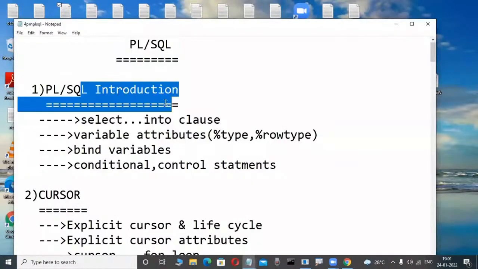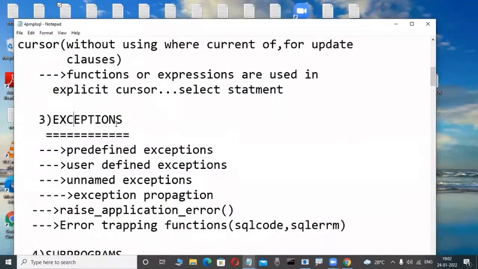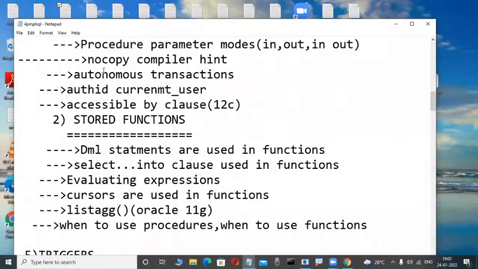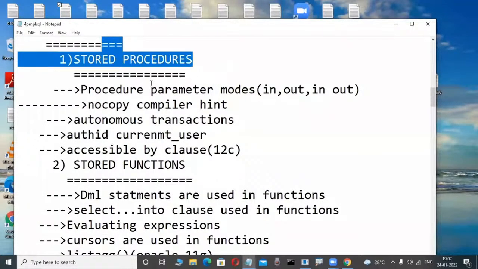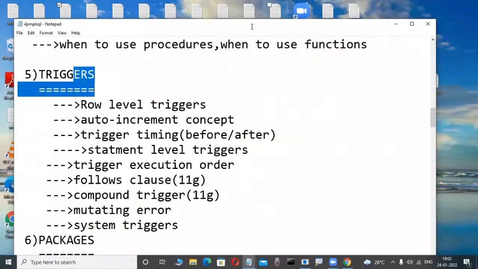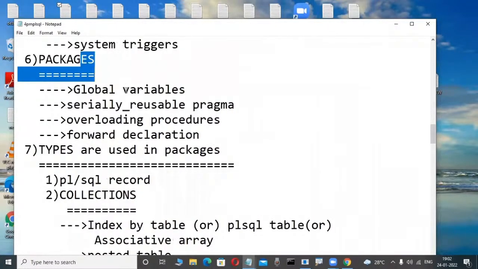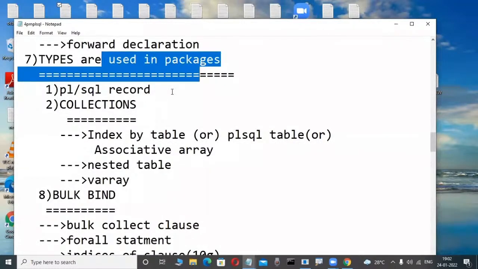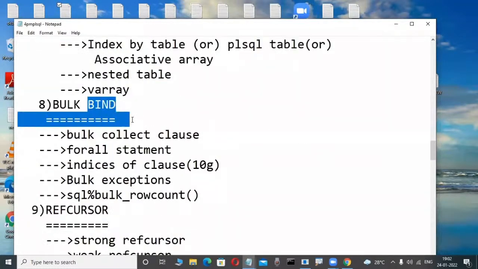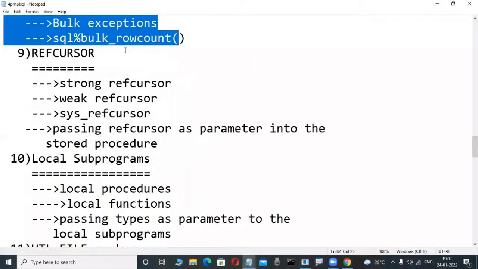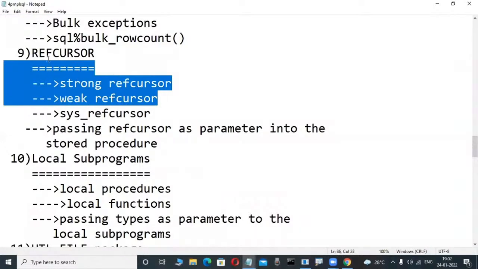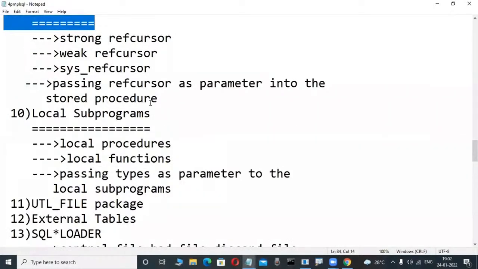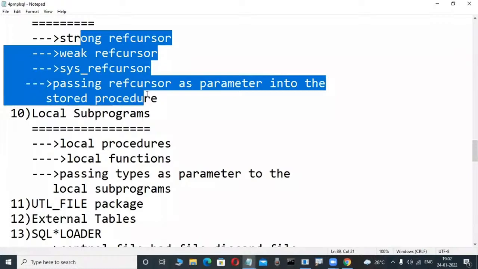Observe here. PLSQL has cursors, exceptions, subprograms, stored procedures, stored functions, triggers. Our syllabus includes this, and also packages, advanced collection types, index by table, nested table, VARRAY, bulk bind. These are the most powerful concepts when you work on a PLSQL job, such as bulk bind and ref cursor. Java developers also use ref cursors. In a Java screen, when multiple records are displayed, a cursor is returned through a procedure out parameter.